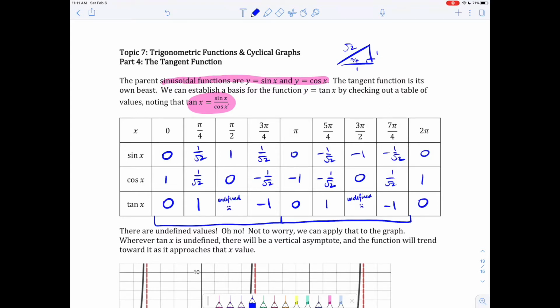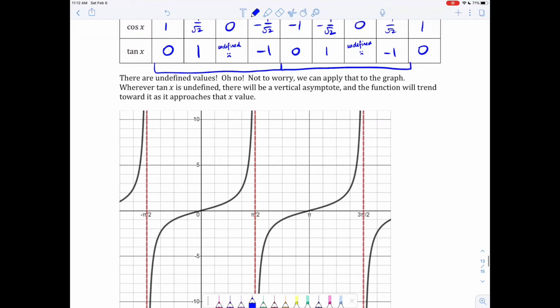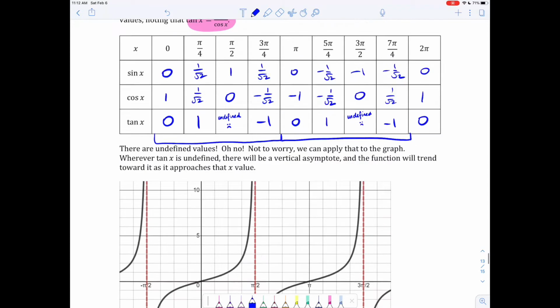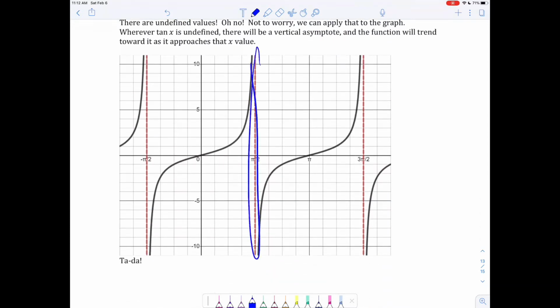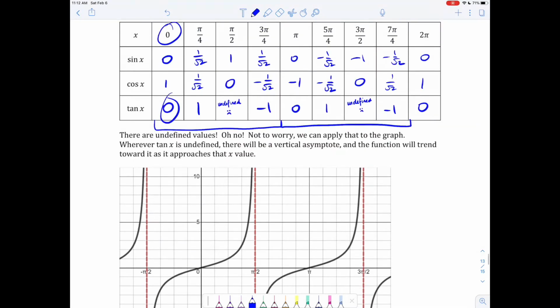How do we plot this undefined part? Well, that's just going to be a vertical asymptote. Now the function is just going to trend toward it as we approach that x value. So looking at this, every time there was an undefined in our graph, so where we had pi over 2 and 3 pi over 2, we had a vertical asymptote. We plotted the other points, so 0, 0 was right here, and then pi over 4, 1 is right over here, and then again, we reached that vertical asymptote.